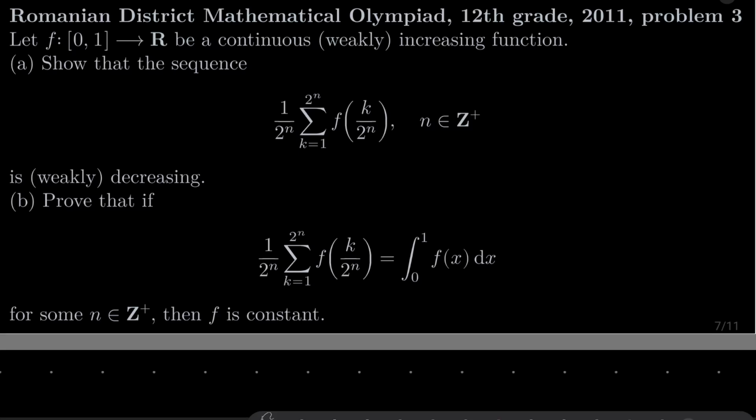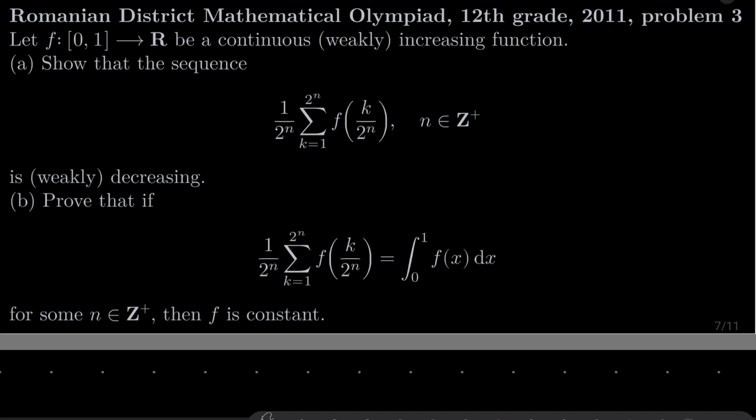Hello friends, in this video I'd like to solve the following problem from the Romanian District Mathematical Olympiad for 12th graders, 2011, problem number 3. Let f be a function defined over the compact interval [0, 1], let it be a continuous, weakly increasing function, or if we prefer the other terminology, non-decreasing function.